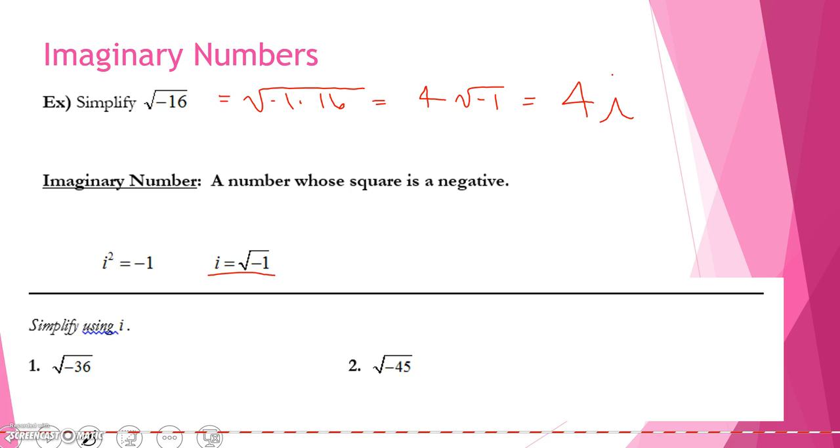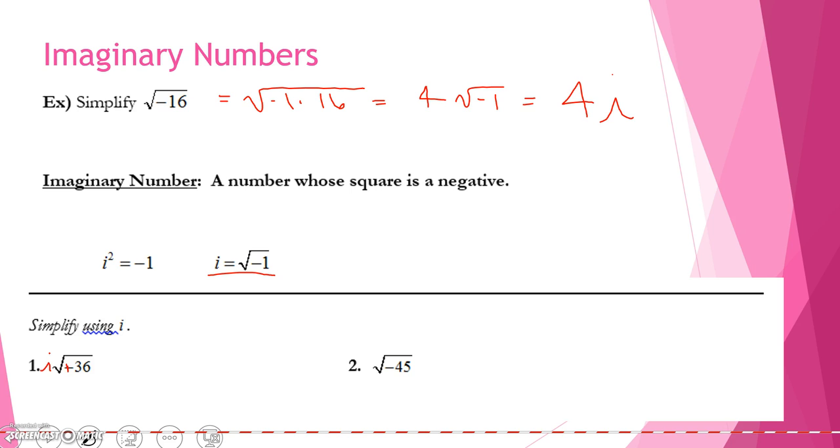It's also the only number you can square and get negative 1. There's no other number that you can square and get a negative number. So simplify using i. It's quite simple actually. What you do is you just change the negative sign to a plus and put an i on the outside, and then proceed as normal.